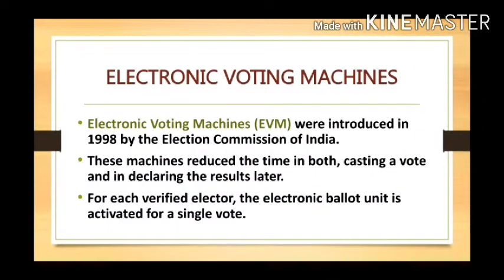Next we have electronic voting machines. Electronic voting machines, which are also known as EVMs, were introduced in 1998 by the Election Commission of India. These machines reduced the time in both casting a vote and in declaring the results later. For each verified elector, the electronic ballot unit is activated for a single vote.